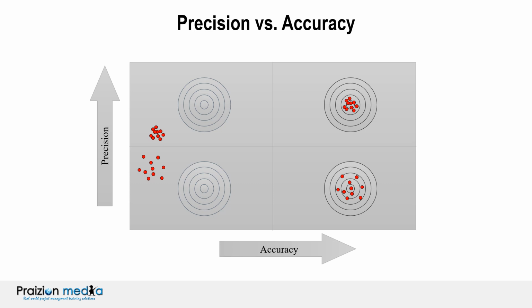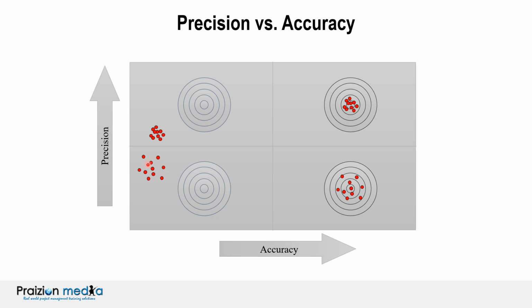Hence step one in the measurement phase is to establish the accuracy of your measuring system. Look at these presentations. This is what the problem is here. Neither are you hitting the bullseye. Neither are you accurate nor precise. Accurate means that you have to hit the bullseye. Precise means that whatever you're doing, every time you're repeating the same mistake.